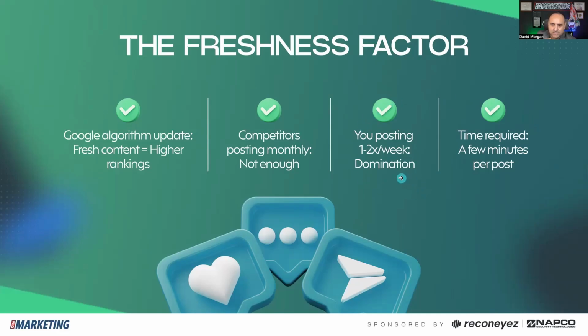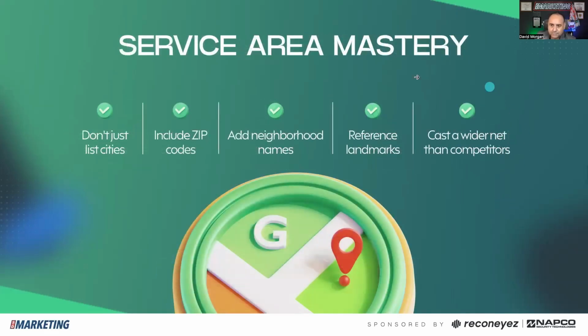Ideally, we want to be posting once to twice per week. And the good news is, as you get on a roll, 1,000 characters is not a long thing. I would recommend doing these in bulk, not to deploy them all in bulk, but to write them in bulk when you're in that mindset so you can get them done more quickly. We also want to include zip codes, not just the cities, and add neighborhood names and reference landmarks. Remember, we're local, from the community, for the community. We want to cast a wider net than our competitors.